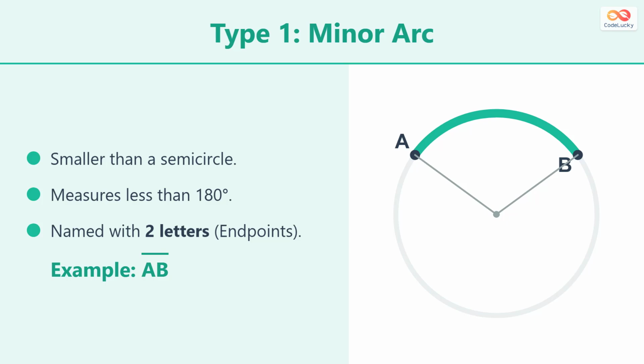There are three main types of arcs. The first is called a minor arc. This is the shortest path between 2 points on a circle. It is smaller than a semicircle and measures less than 180 degrees. We name minor arcs using just 2 letters, the endpoints.